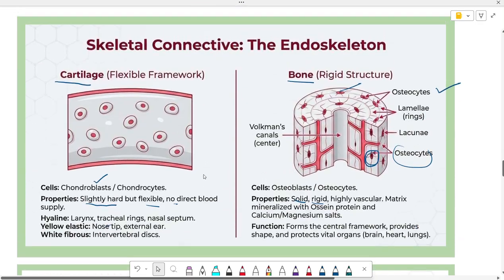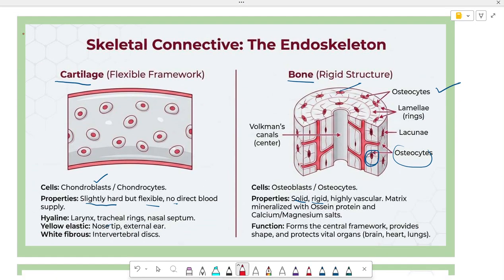Next, we completed connective tissue. We are having three types. First, proper; second, skeleton; third, fluid. We completed proper, in which we completed dense and loose. Now coming to the skeleton, we are having cartilage and the other is bone.